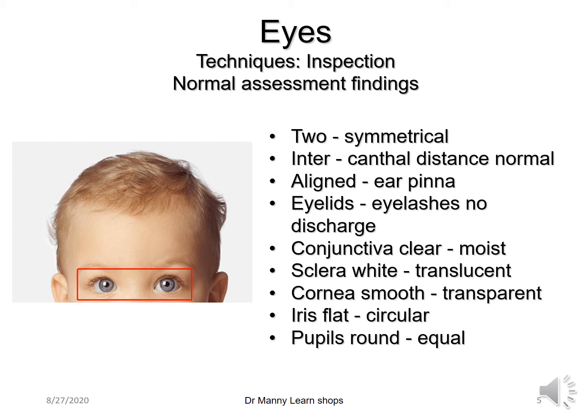Always look at the images. Always look at the person's face. In order to know when something is abnormal, you've got to have an idea of what is normal, because if you know what is normal, you'll absolutely know what is abnormal. What you see, what you hear, and what you smell is what you know. 70%, as I said previously, of physical assessment is inspection.